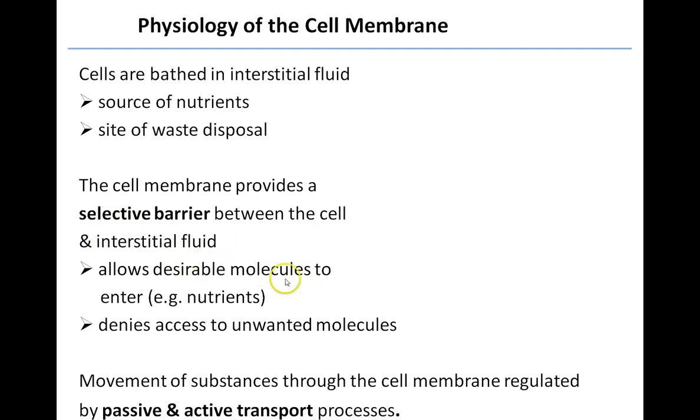It allows molecules the cell wants to come in, such as oxygen or nutrients, they can come in, but unwanted molecules do not have the potential to enter the cell. The movement of substances through the cell membrane is regulated by a combination of what we call passive and active processes. The key thing that distinguishes these two processes is that active requires energy.